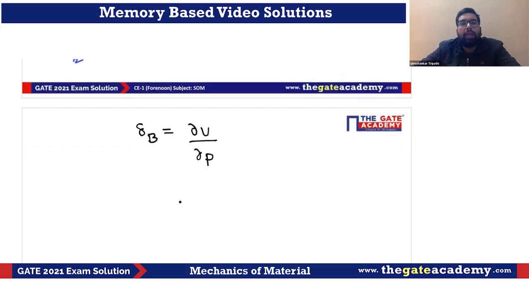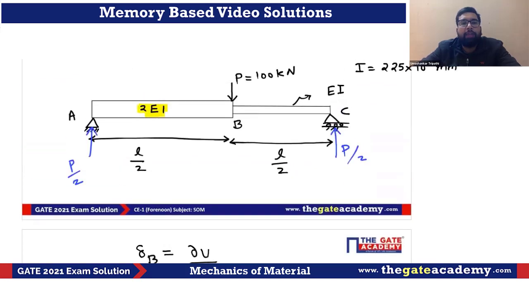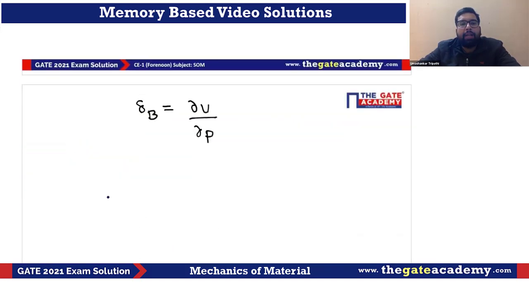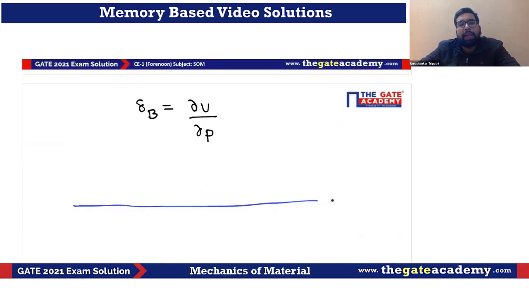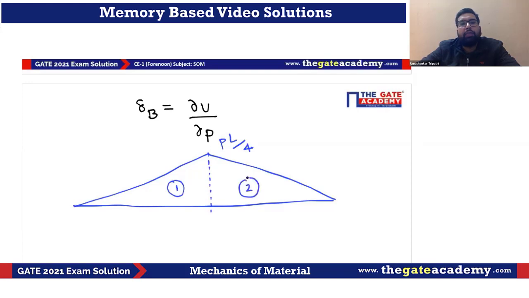Now, sir, how to find the strain energy? If I make the bending moment diagram of it, I am sure all of us can make it. It will be like this: PL by 4 at the center. Yes or no? So I can see that the bending moment diagram has two variations, variation 1 and variation 2.